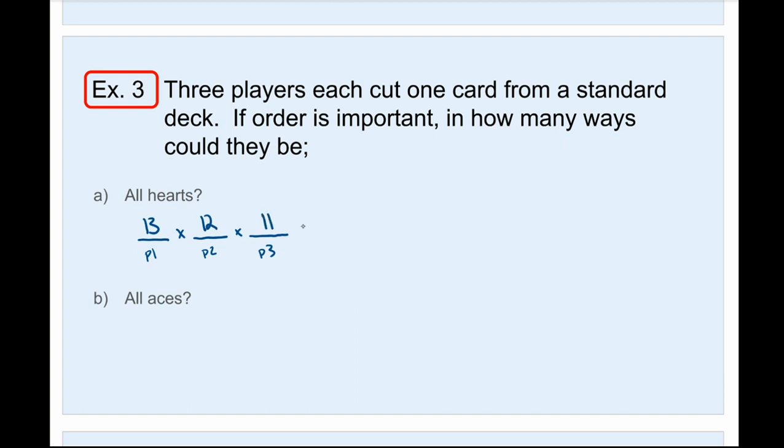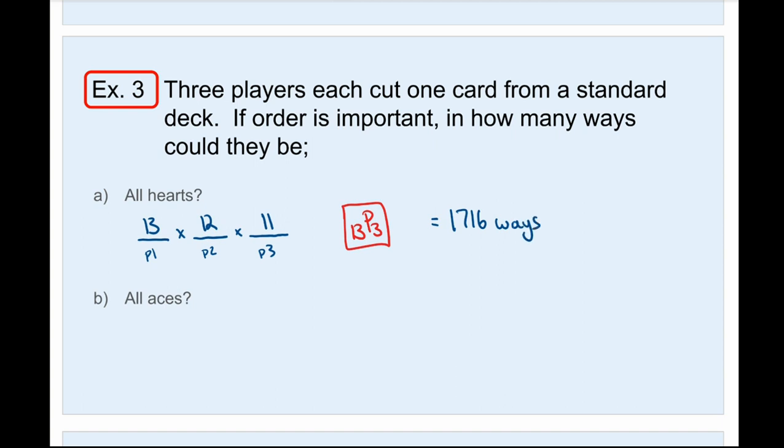I could also rewrite this as I have 13 objects, and I'm picking 3 of them. Because again, this would be a permutation, order matters, and 13 objects picking 3. Either way we decide to do this, 1,716 ways.